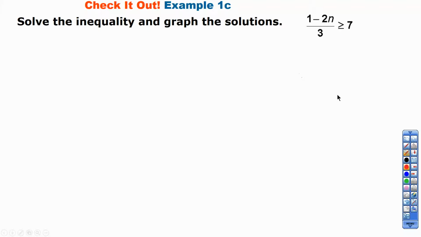Now going back to here, I want you to write down the equation. 1 minus 2n over 3 is greater than or equal to 7.